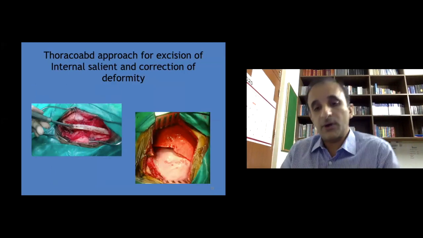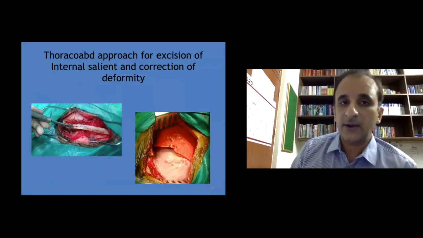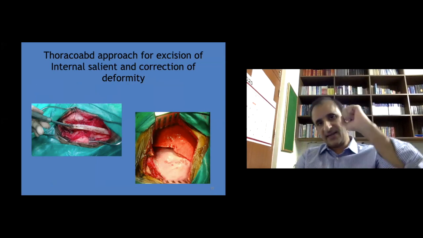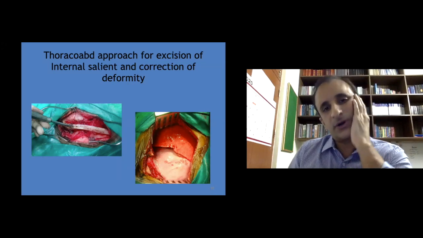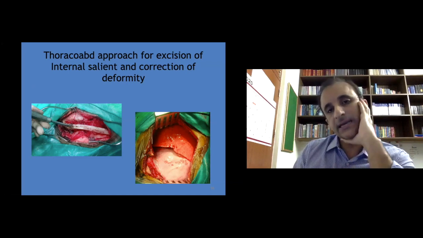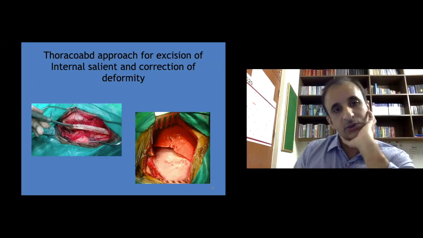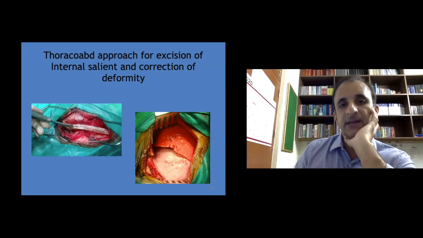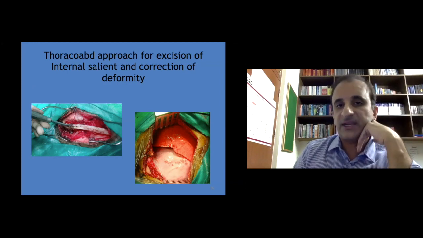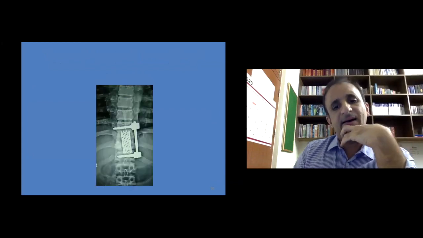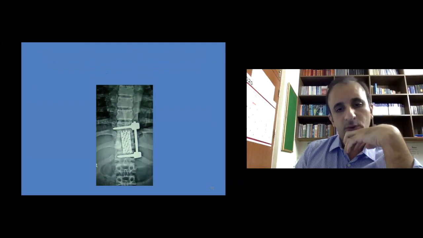We went in for a thoracoabdominal approach. We felt at that point of time we were not very good with 360-degree posterior approach. So we took a thoracoabdominal approach with excision of the internal salient. So this is what we could achieve. This is the simple screw rod instrumentation.